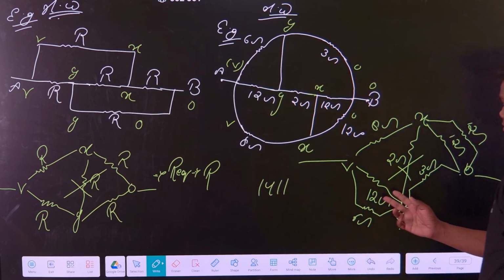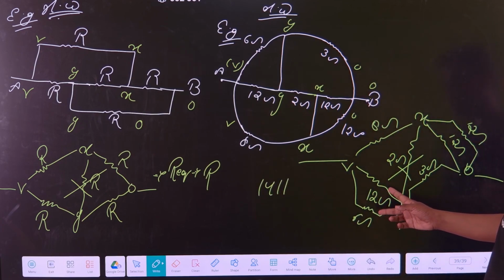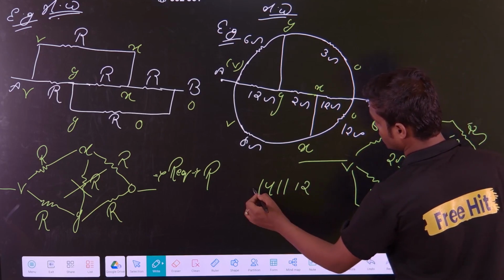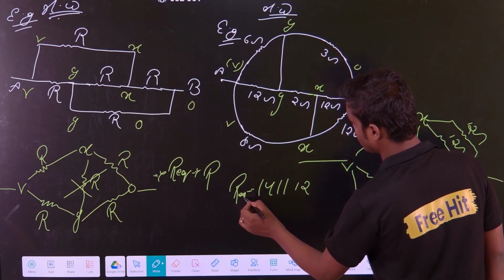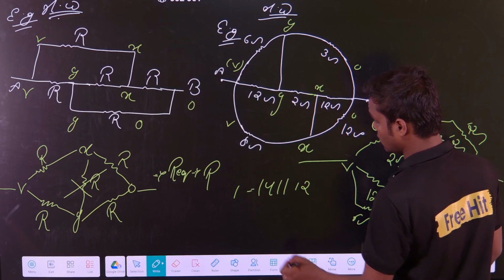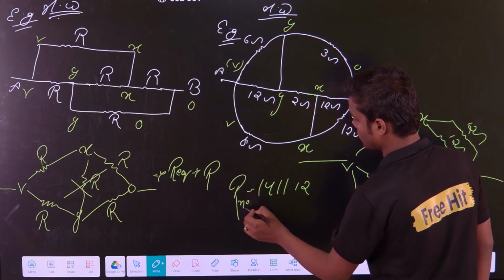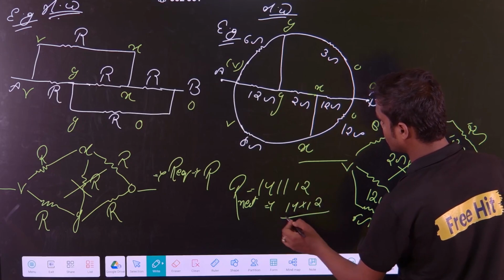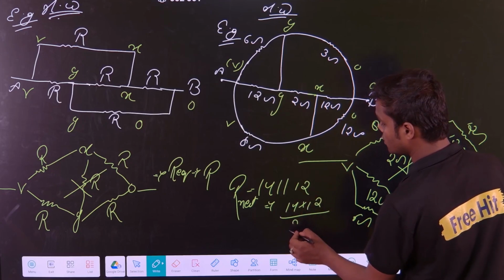14 parallel with, this is how much? This is 4, correct? This is 4 and this is 3. So 4 plus 3 is 12. So this is my R equivalent. 14 parallel with 12. If you calculate 14 parallel with 12, how much will you get? 14 into 12 divided by 14 plus 12. That is how much? 26.